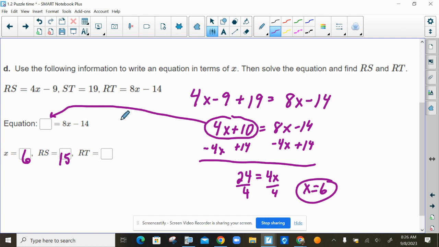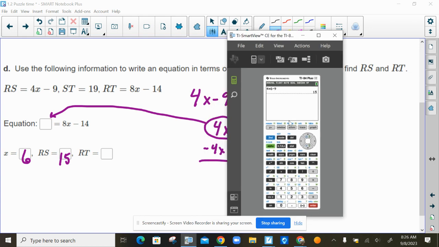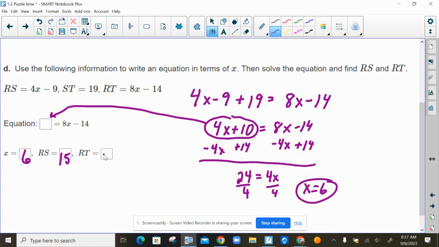And then to find RT, it's the same concept. I pick up my calculator and I'm going to take 8 times my 6 and take away 14. And we get 34. Okay. So that should be 34. Hey, look, it changed colors there for a second. But another way of checking, 15 plus 19 is 34. So once you get numbers, just verify. Just make sure you didn't make a mistake. These are very easy to check. For big ideas, obviously, it tells you right away if you're correct or not.